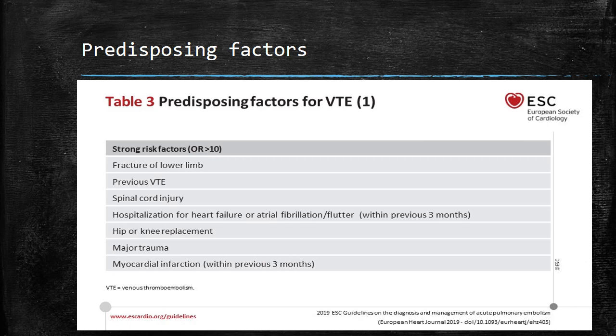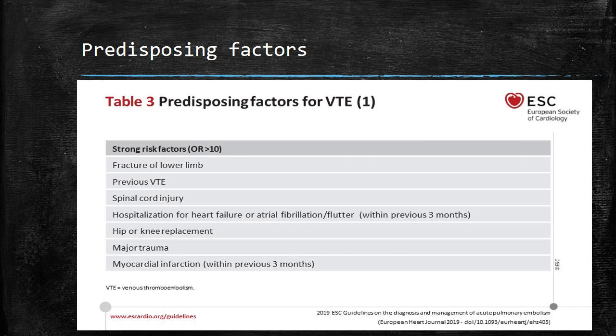hospitalization for a heart failure or atrial fibrillation or flutter within 3 months. So the 3 months history is really important. If a patient presents to you and you suspect that the patient is having pulmonary embolism, and you have a history that the patient was hospitalized for atrial fibrillation or atrial flutter or heart failure within the previous 3 months, you suspect him to be a high risk patient for pulmonary embolism.